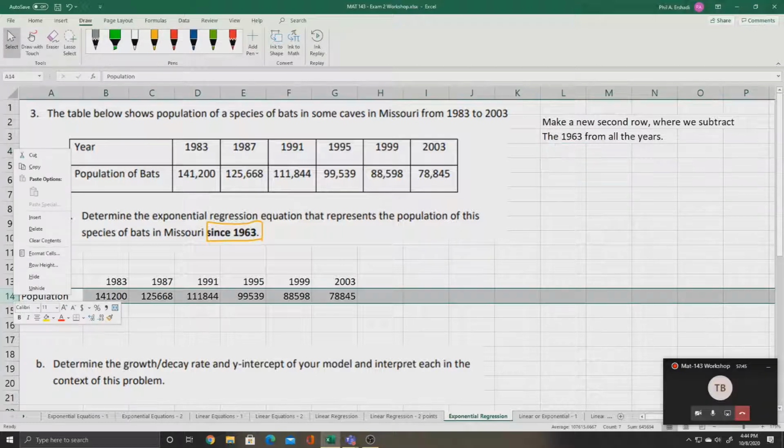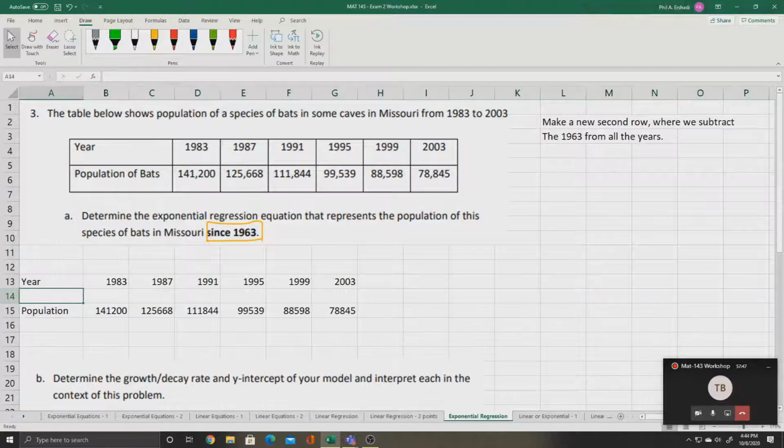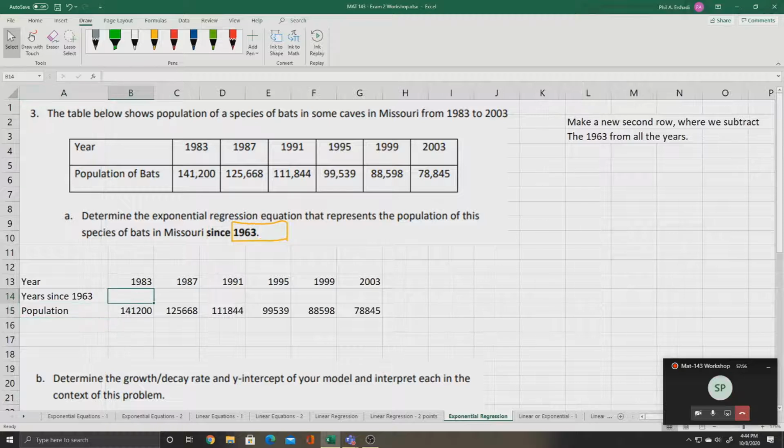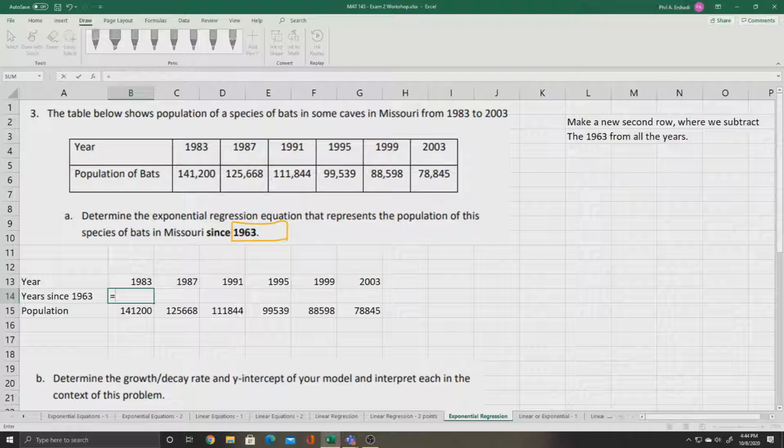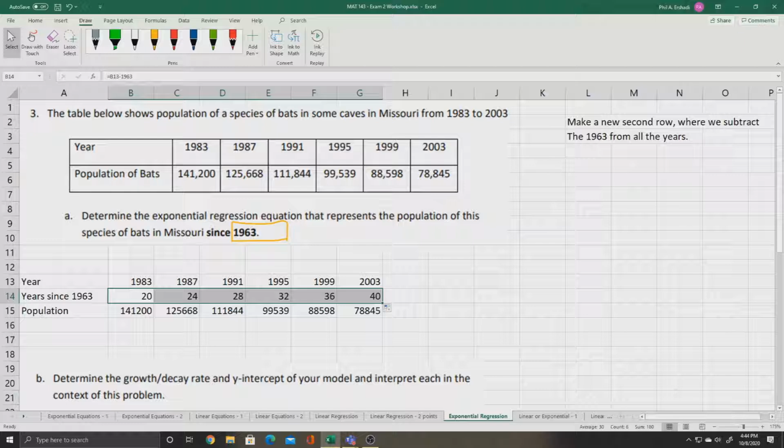So right-click on row 14 and say Insert, and we'll put years since 1963. So in the first box, we'll say equals. We will click the year, subtract 1963. And we'll end up with 20 years since 1963. Take the black cross and go all the way across with the black cross. That'll give us the year since 1963 for all of them.